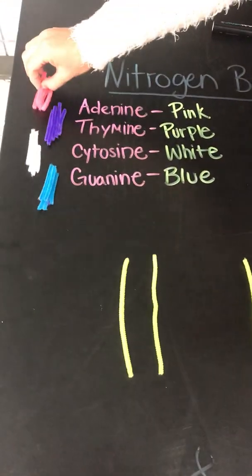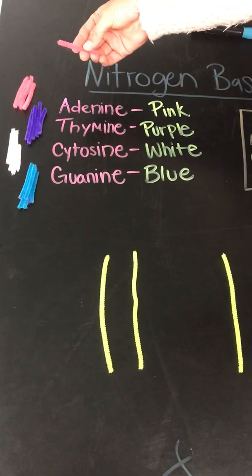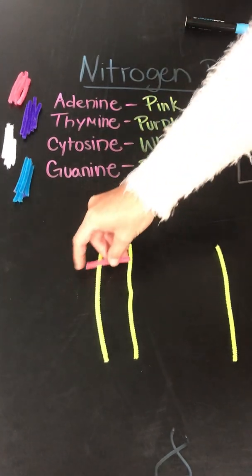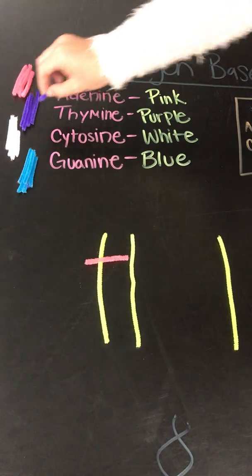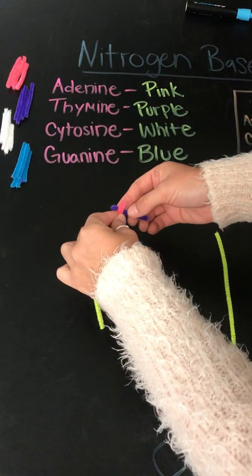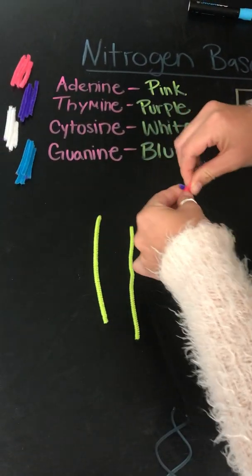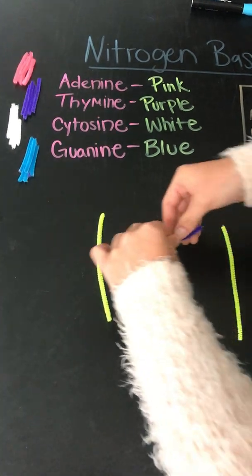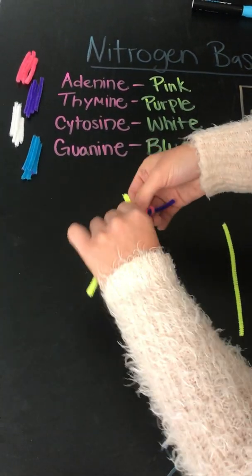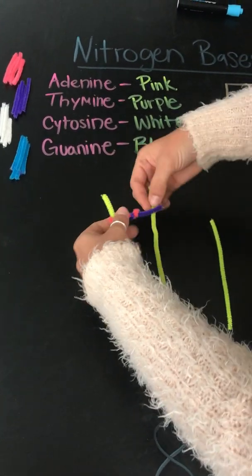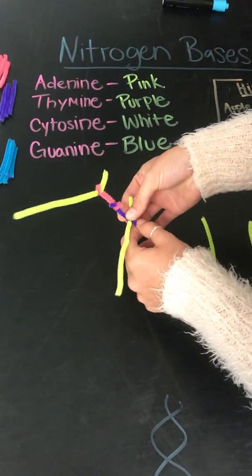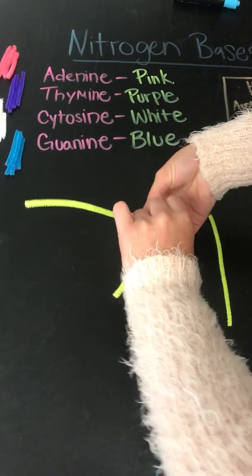Anytime that we use a pink pipe cleaner, we're also going to use a purple pipe cleaner. This would represent adenine and thymine. We're going to bundle them up together and attach them to the outside strand of our DNA. So this would represent adenine and thymine.